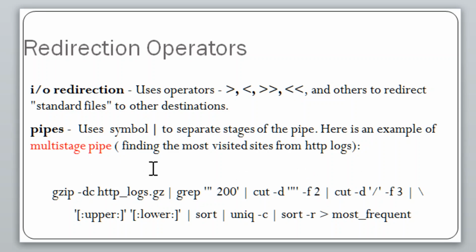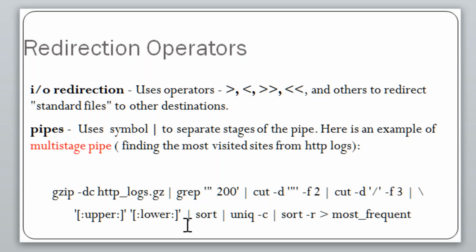So here we're finding the most visited sites from HTTP logs. Now, I haven't visited any websites and I don't have HTTP logs on my machine, so I can't show it to you, but I can explain it. So here we're unzipping a file named http logs.gzip and sending that to a grep to look for the 200 expression or phrase inside of this file, okay? And then from there, we're using the cut -d command to cut on the spacing, and we're finding specific fields in it so that we're formatting it.